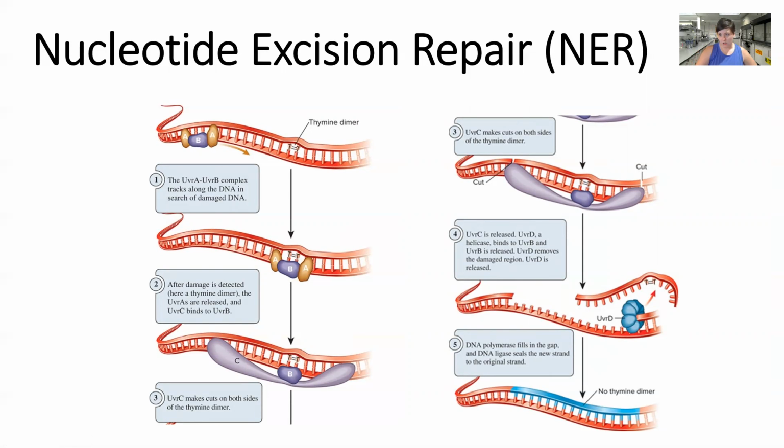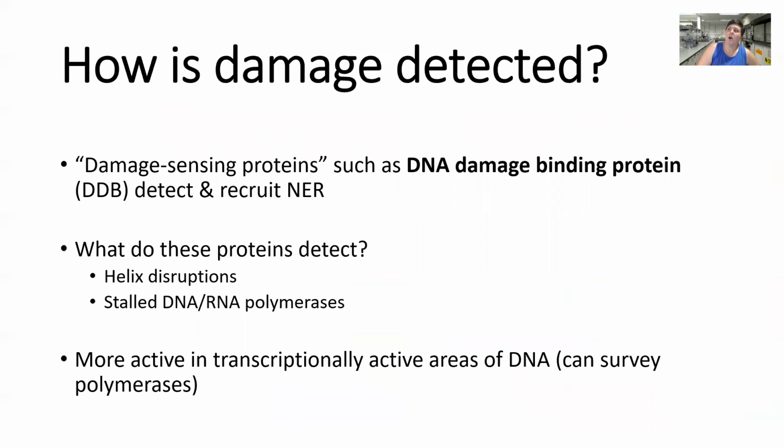So great, okay. A couple of you asked how DNA damage is detected. As this picture is showing, you actually have a bunch of proteins whose entire purpose is just to check out DNA and make sure it's okay. These are collectively called damage sensing proteins. An example of this would be the DNA damage binding protein, or DDB. Basically, what these do is they survey the DNA, and if they detect damage, they're going to recruit the nucleotide excision repair machinery.